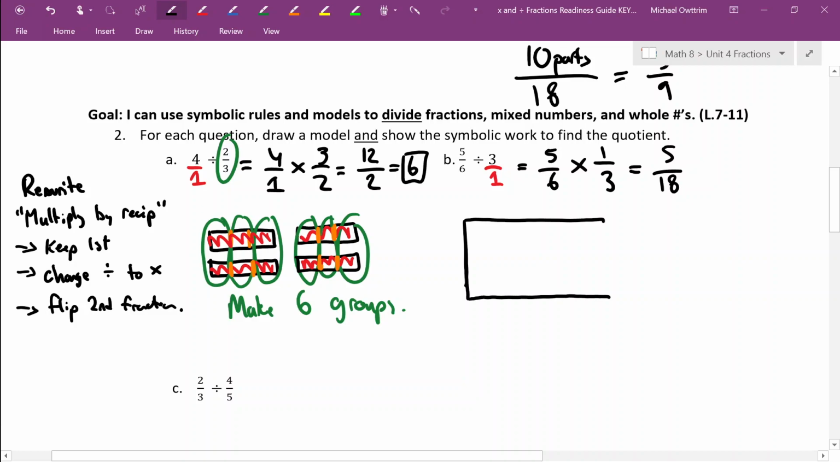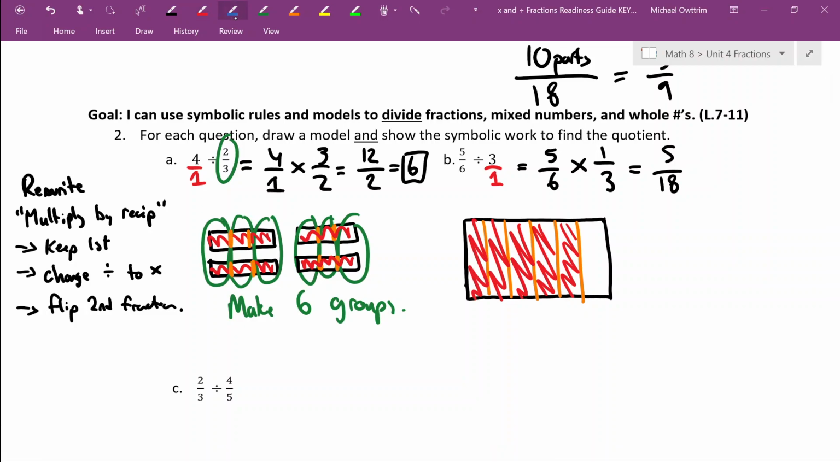So I'll go ahead and do that. Need to draw 6 sections. 1, 2, 3, 4, 5 dividing lines make 6 sections. And then I actually have 5 of those. Now I need to split those into 3 equal groups. I can't take 5 objects and put them into 3 equal groups, but I can cut them into 3 equal sections, so that's what I'll do. And then one of those sections will be the value of my answer.